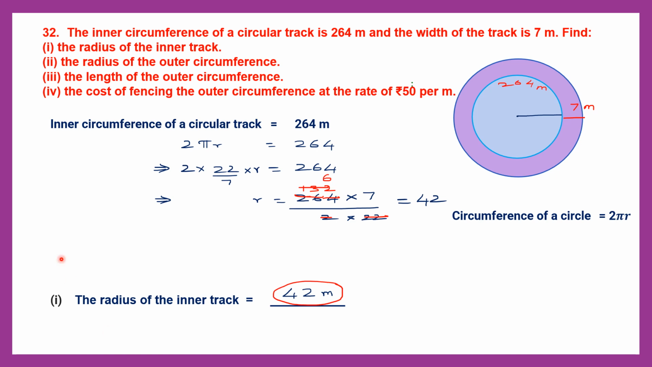Now we have to go to the second part, the radius of the outer circumference. Now to find the radius of the outer circumference. Outer circumference is the outer circle. To find the radius, you start from here. From here all the way there, that will be the radius of the outer circumference. Now we already know the radius of the inner circumference. We found it out to be 42 meters. And we also know the width of the path. The width of the path is 7 meters. So if you add up these two, you will get the radius of the outer circumference, because inner radius plus the width of the track will give you the outer radius.